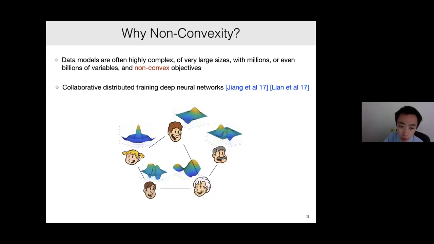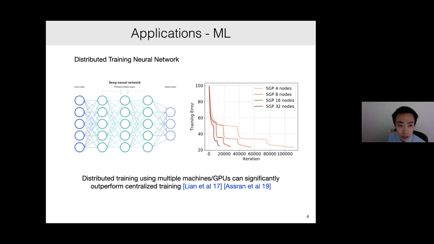For example, in the machine learning community, people usually train some deep neural network to fit many popular applications. And recent work shows that training the neural network using multiple machines or multiple GPUs can significantly reduce the total training time compared to centralized training.